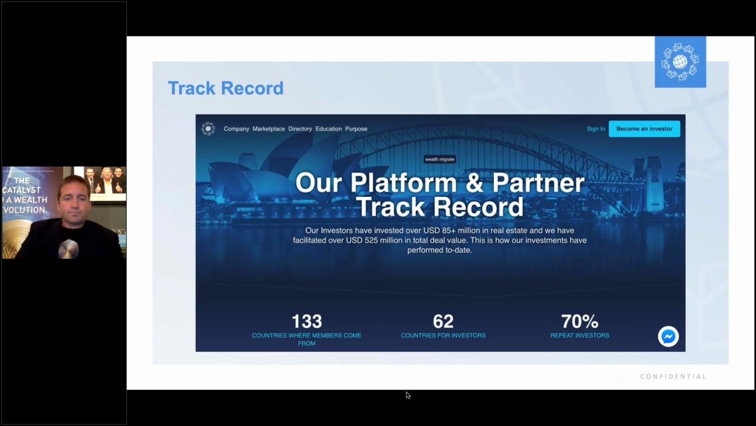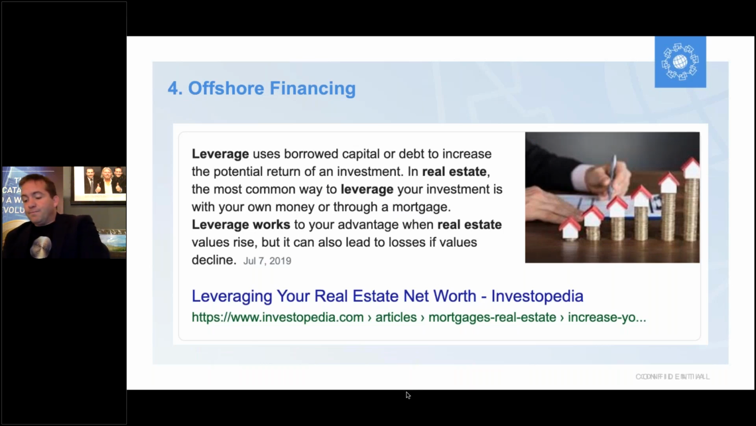The fourth one is all about offshore financing. So a lot of people probably understand leveraging. I wanted to put up a little definition of leverage. Leverage is when you use borrowed capital or debt to increase the potential return of investment. In real estate, the most common way to leverage your investment is with your own money or through a mortgage. Leverage works to your advantage when real estate values rise, but it can also lead to losses when real estate values decline.